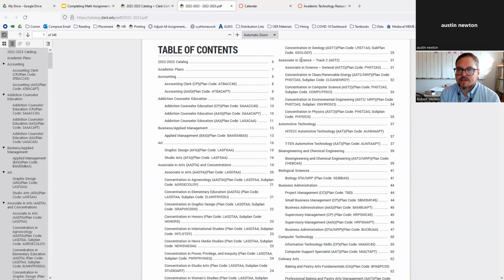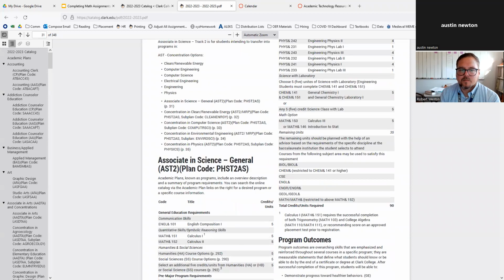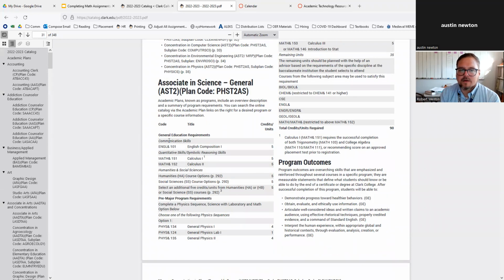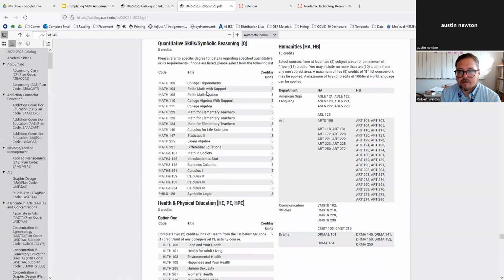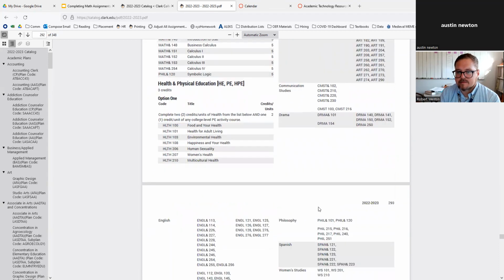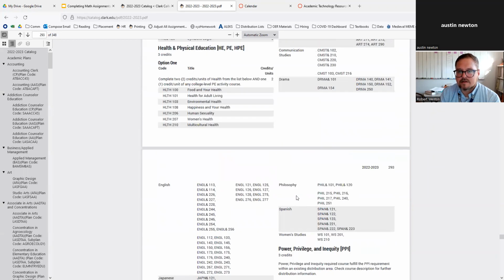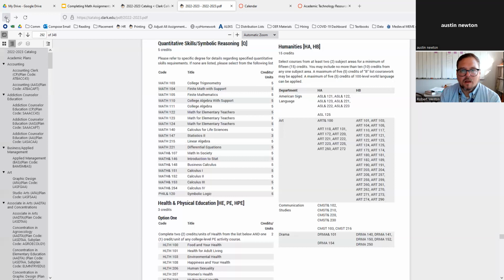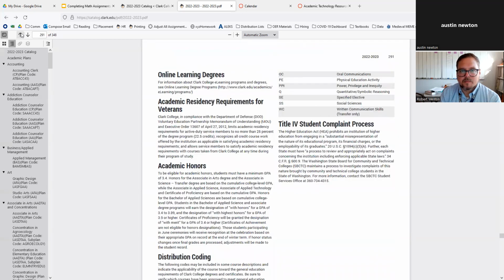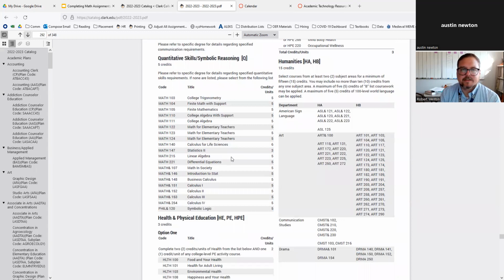So if I go to Associate in Science Track 2, it'll tell you exactly that you need to fulfill the communication skills requirement with English 101, English Comp 1. It'll also say you need to finish the quantitative skills, symbolic reasoning skills by completing Calculus 1 and Calculus 2. It'll give you a humanities option. So page 292 will have a whole range of different things. It's humongous, this list, tons of different stuff. It'll tell you all the different classes you're required to take.